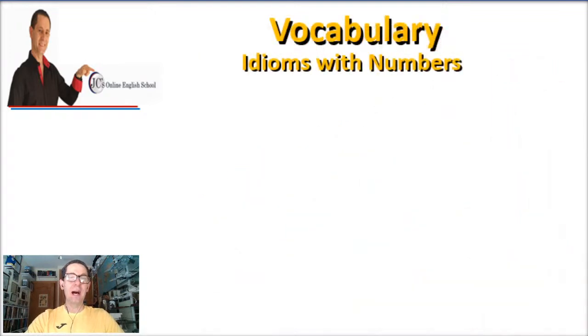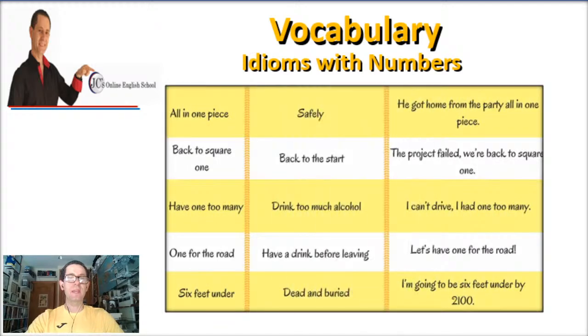Anyway, so vocabulary. Let's talk about a few idioms related to numbers. Before we get into our topic for today, let's talk about idioms related to numbers. They are upper intermediate level idioms, but I hope you like them. Let's begin with the first one, from left to right, going row after row. Now, all in one piece. All in one piece, as you can see, means safely.